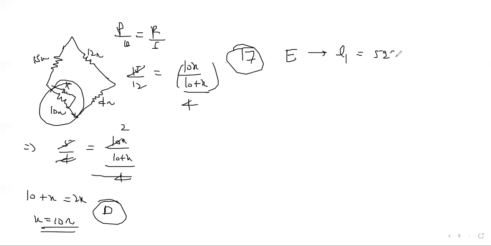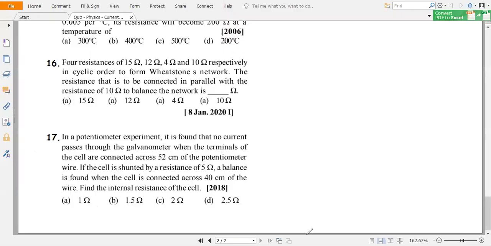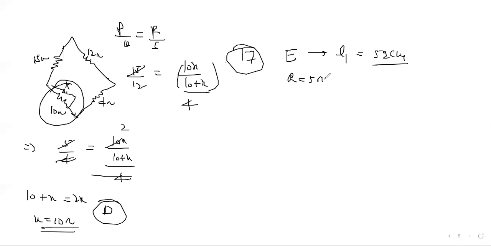Now they said that a known resistance is connected. How much resistance? 5 ohm, connected in parallel with that battery. Then the balancing length comes to 40 centimeters. So when you connect a resistance in parallel, the terminal potential is balanced against some balancing length L2, which is given as 40 centimeters. So we simply want to find the internal resistance.